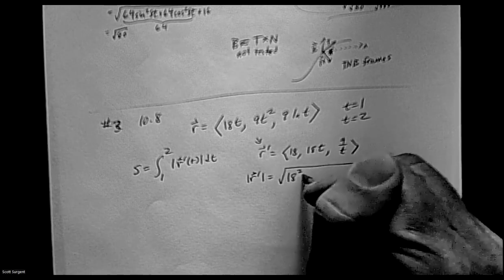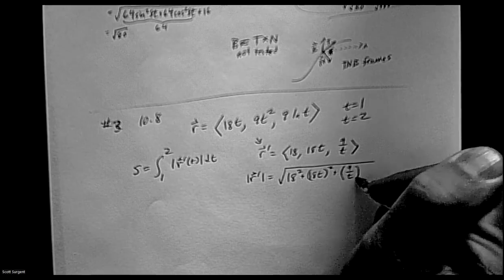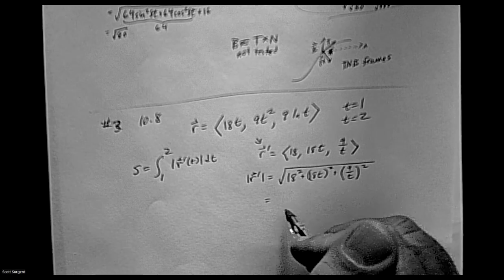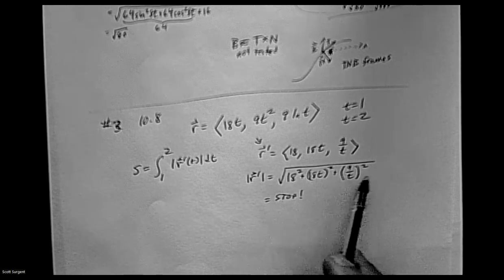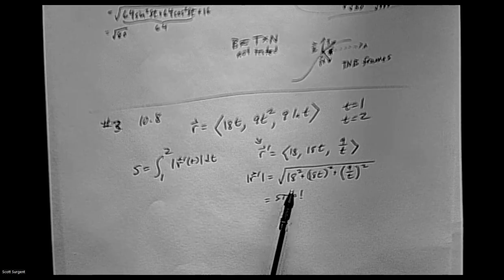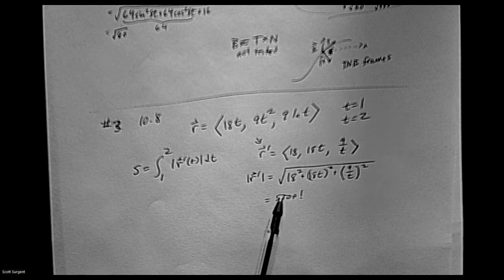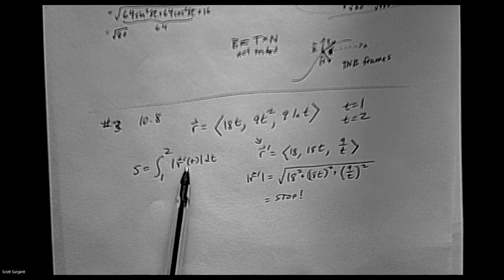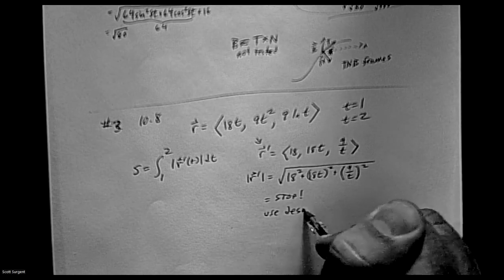You get 18 squared plus (18t) squared plus (9 over t) squared. And you know what? Stop. In other words, you don't need to simplify this thing anymore. This will actually work out. If you work out the algebra, this will eventually work out to be a perfect square, which will take away the square root. And then you should be able to work it out fairly easily. But I don't think that's really the point of this procedure. In this case, just use Desmos.